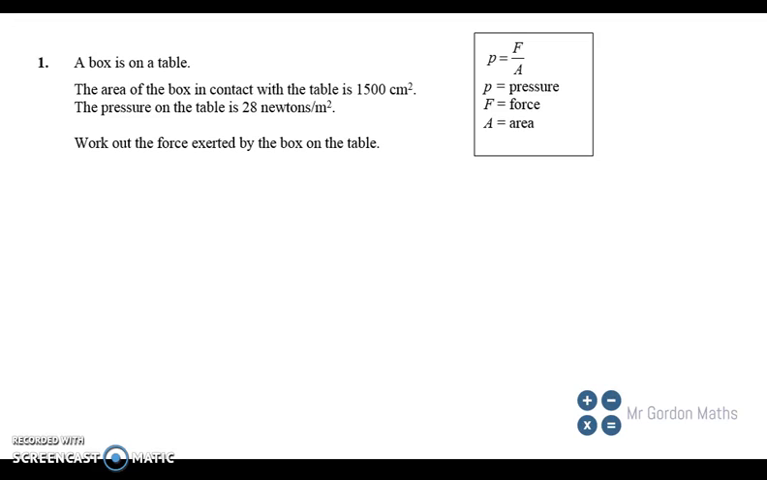Okay, question 1 on the calculator paper. We've got a box sat on a table. The area of the box, so the area in contact with the table, that's how much of the box is in contact with the table, is 1,500 centimeters squared. The pressure of the box is 28 newtons per meter squared.